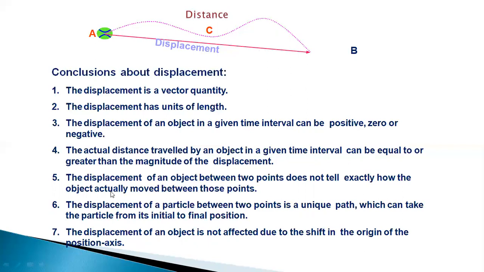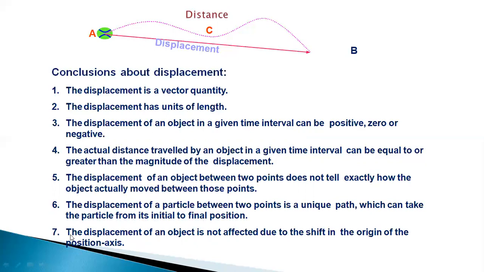Next, fifth one, the displacement of an object between 2 points does not tell exactly how the object actually moved between those points. Okay, sixth one, the displacement of a particle between 2 points is unique path which can take up the particle from its initial position to final position. Displacement is always from initial position to final position.